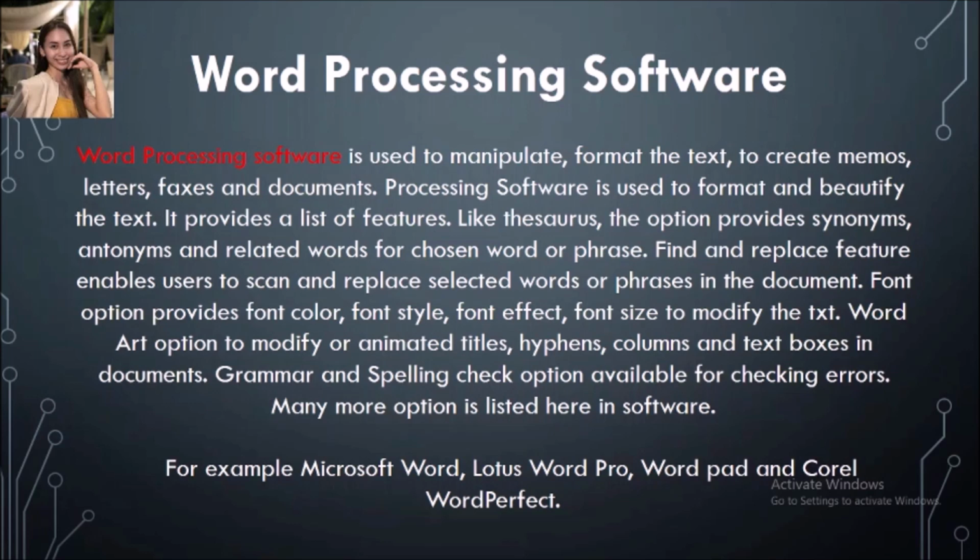Like thesaurus, the option provides synonyms, antonyms, and related words for a chosen word or phrase. The find and replace feature enables users to scan and replace selected words or phrases in the document. The font option provides font color, font style, font effect, and font size to modify the text. The word art option is to modify or animate titles, hyphens, columns, and text boxes in documents. The grammar and spelling check option is available for checking errors. Many more options are listed here in the software.